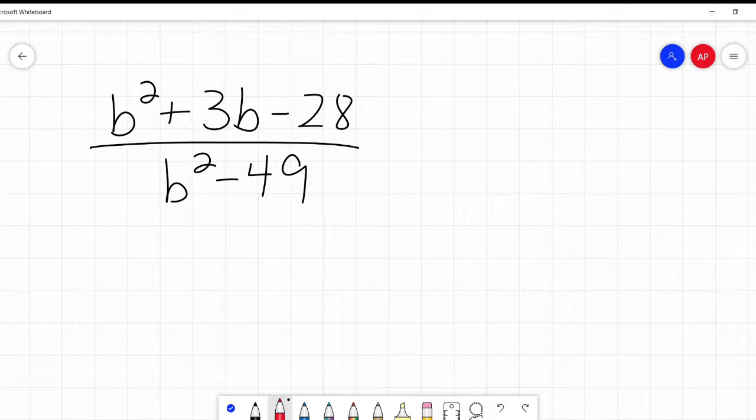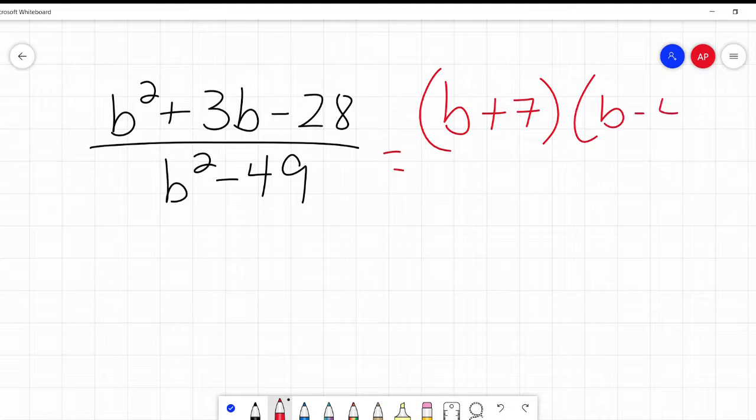Who knows? Right. b squared plus 3b minus 28 over b squared minus 49. Let's factor these, and hopefully we'll have some things we can cancel out. It'd be really bizarre if there weren't, because that's the point of these problems. So on top, I want something that multiplies to negative 28, but adds to 3. 7 times 4. And which one should be bigger? This is a positive, so the 7 needs to be bigger. So b plus 7 times b minus 4.